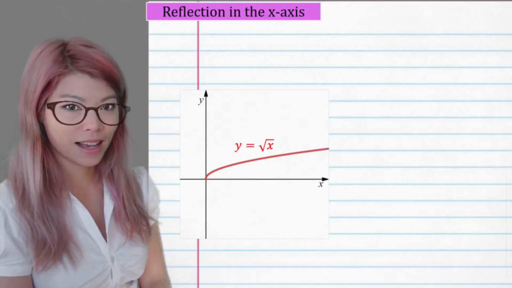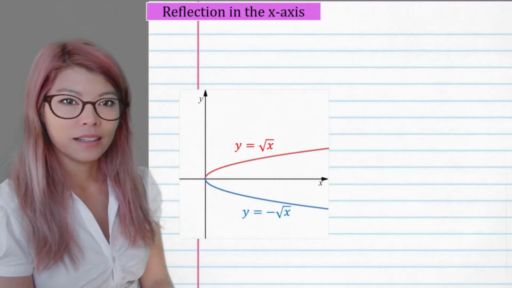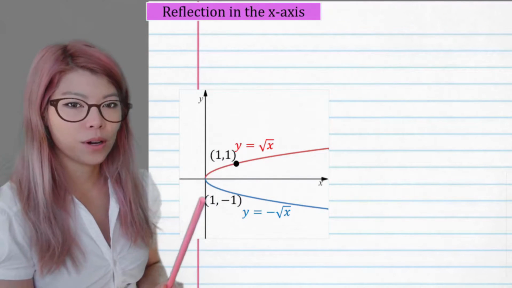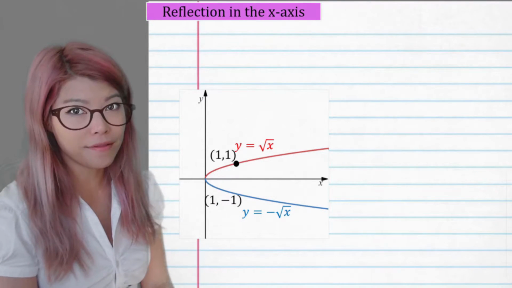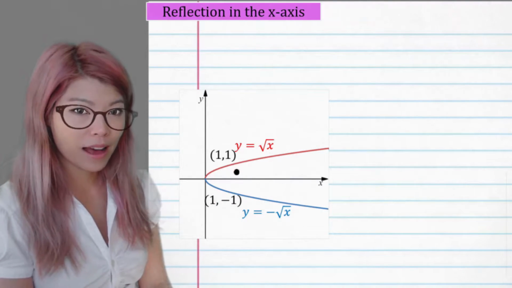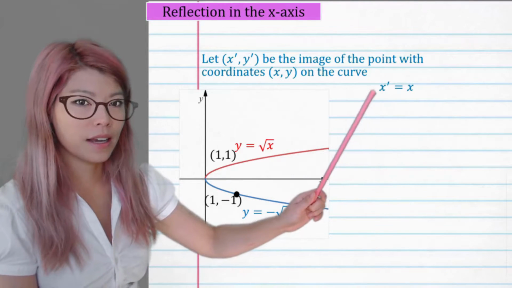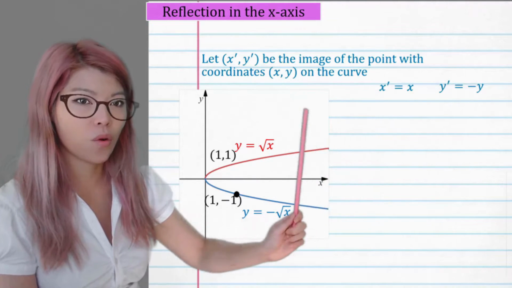Reflection in the x-axis. So how do we make it go down here? Let's have a think about this. We have the point (1, 1) and now it's the point (1, -1). So what changed? Was it the x or the y value? The y value. So our (x, y) becomes (x, -y). So the y value changes.